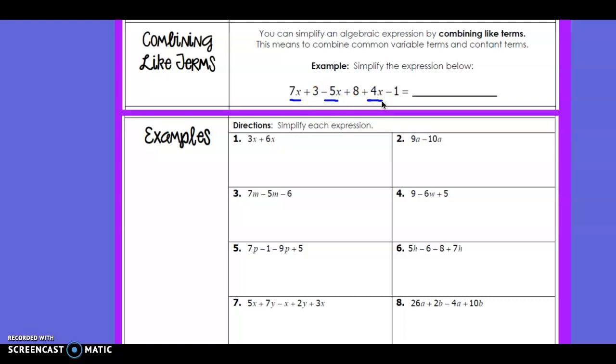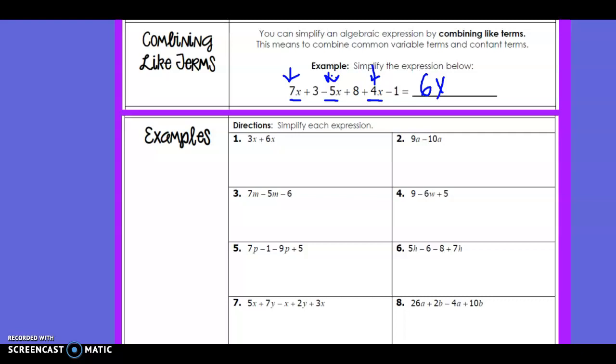The way that I combine them is I add the coefficients, or the numbers in front. So I'm going to add the 7 plus the negative 5 plus the positive 4. And so 7 plus negative 5 plus positive 4 would give me 6. So I have 6 x's. You can think about it like this. If x stood for x-rays, you'd have 7 x-rays, you're taking away 5 x-rays, and then you're adding 4 more. That would be a total of 6. So we can combine those terms because they are like terms with the same variable.